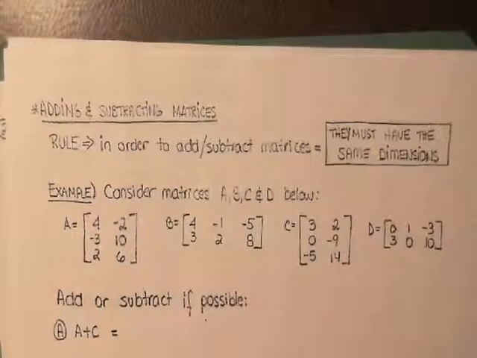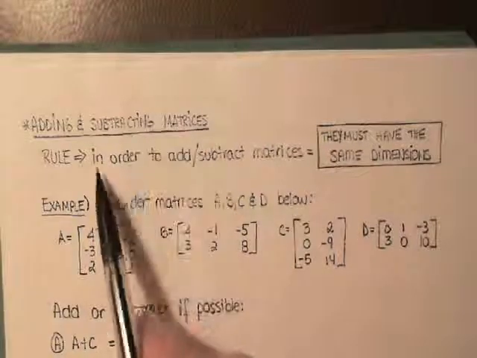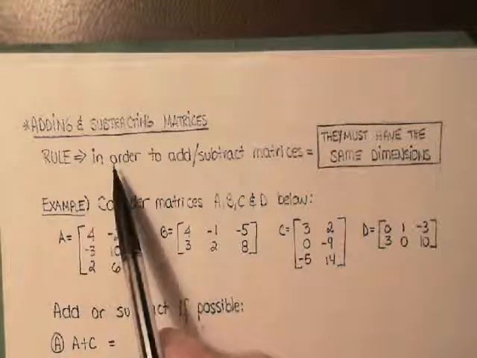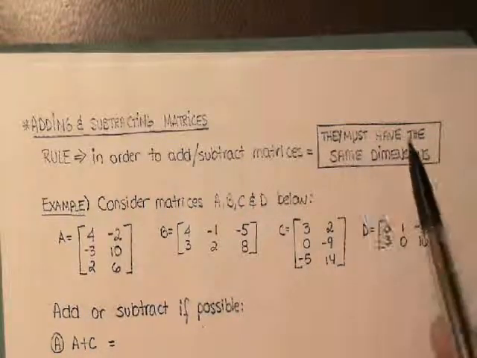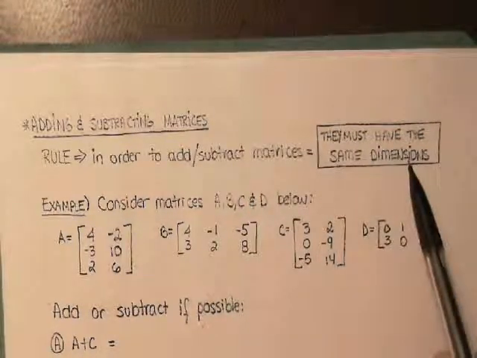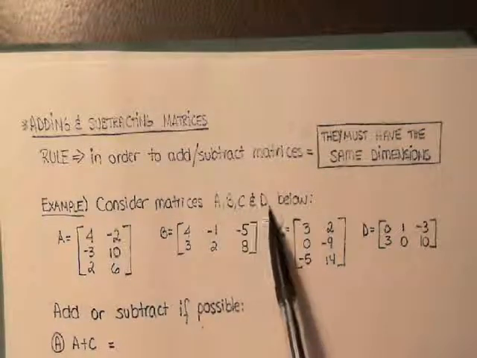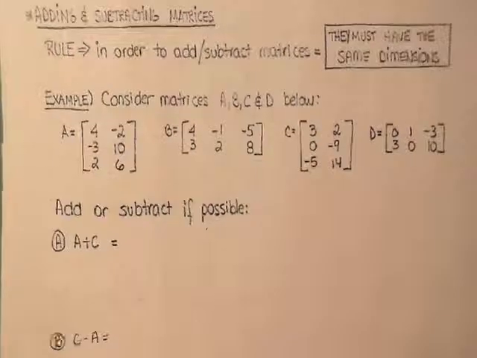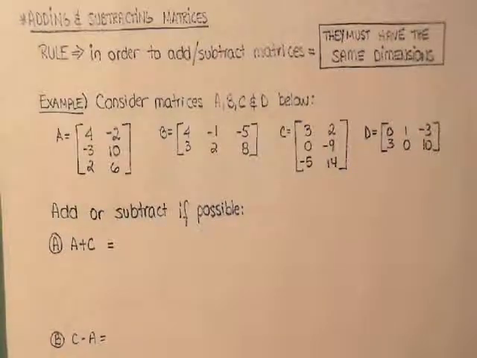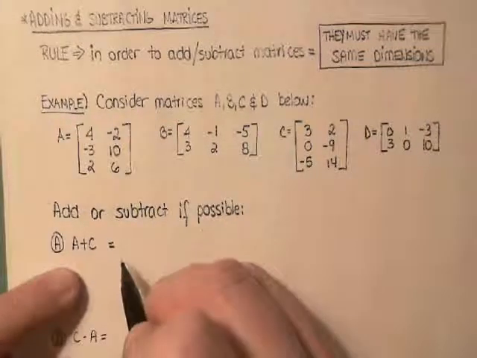The second part of the lesson is adding and subtracting matrices. There's a special rule that you need to remember. The rule is, in order to add or subtract matrices, they must have the same dimensions. So here's an example. I have different matrices A, B, C, D, and here they are. And I'm going to be asked to add or subtract them. So let's say I do matrix A.